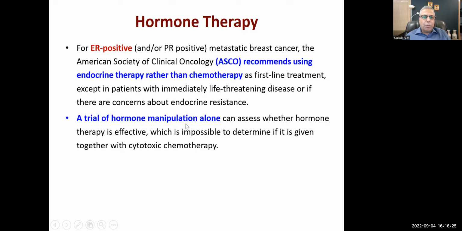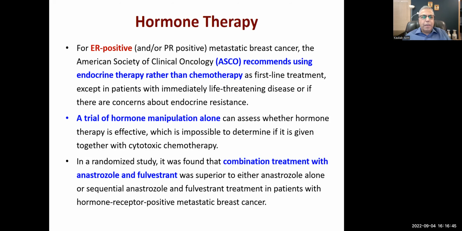A trial of hormone manipulation alone can assess whether hormone therapy is effective, which is impossible to determine if you give it with cytotoxic chemotherapy, right? So that is why, for first line therapy in metastatic cancer which is hormone receptor positive, you start with hormone therapy.